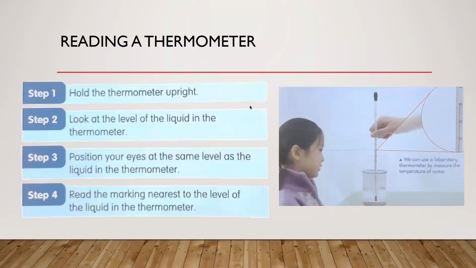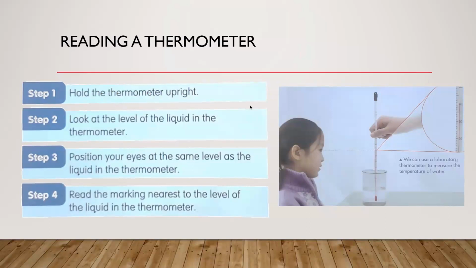So how do we read a thermometer? There are different types of thermometers that are used for different purposes. We have the clinical thermometer that is used to measure our body temperature. We have a lab thermometer that is used to measure the temperature of water. In this case, let me bring you through the steps on how to read the temperature on a lab thermometer correctly.